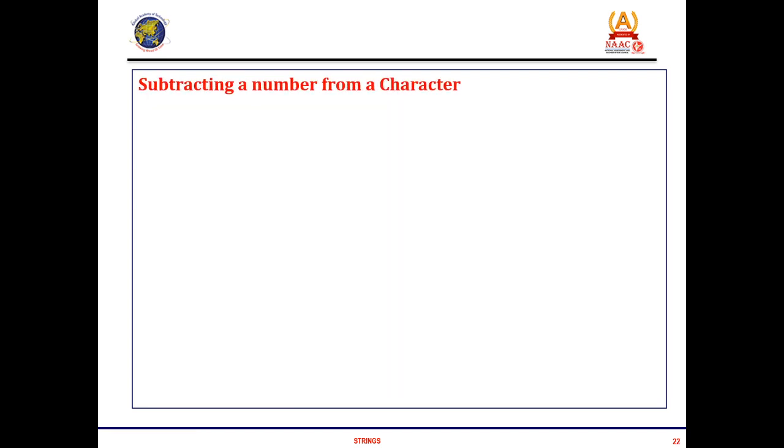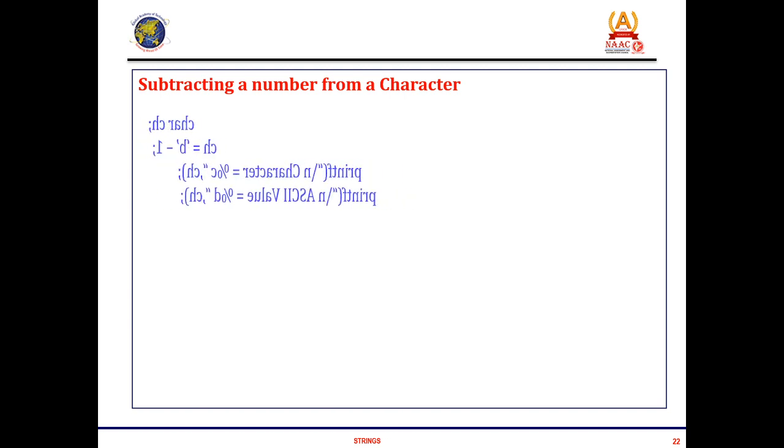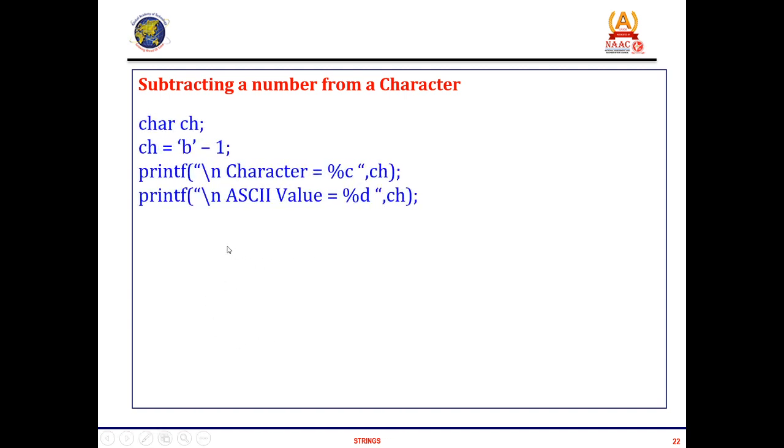Now, let us see how we subtract a number from a character. Have a look at this piece of code. I have a declaration statement char ch, so ch is a variable of character data type. And I have an executable statement ch is equal to 'b' minus 1. As usual, b is enclosed in a pair of opening and closing single quotes, right? And then it is followed by two printf statements.